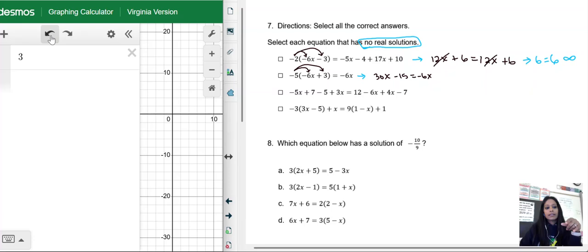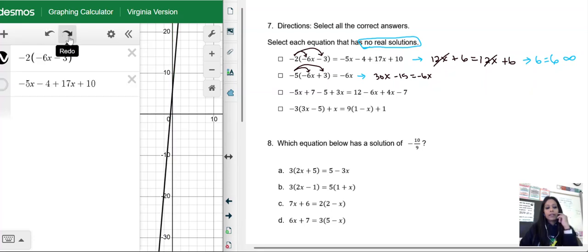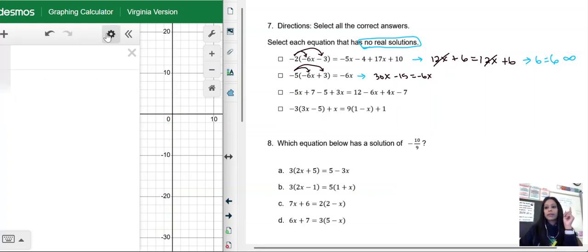So again, just to recap, when you have the lines on top of each other like that, that means it's infinitely many solutions. And when they're crossing like this, that's one solution. Okay. Anyway, let me keep going.